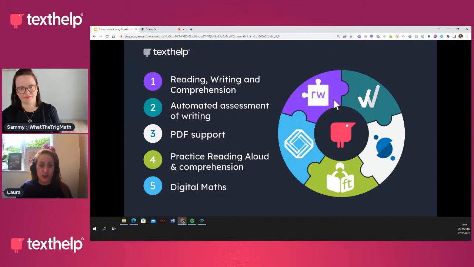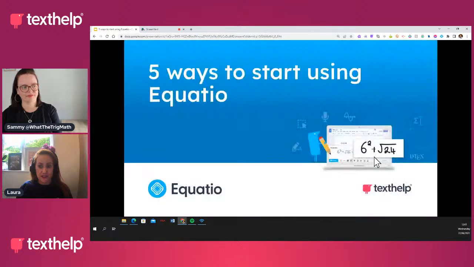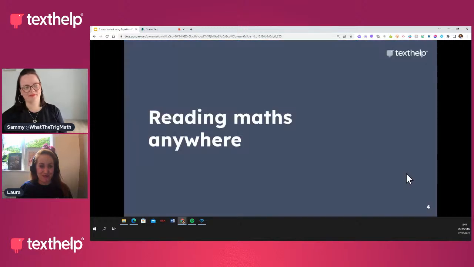We have a solution called Orbit Note, which is relatively new. It came out last year, and that's a brilliant tool for PDFs. But today what we're going to do is focus on Equatio, and give you 5 tips or 5 examples of how to use Equatio in your classroom. And that's going to be Sammy's job. I'm going to pass over to her when we get there. I'm just doing the easy bit of introducing it.